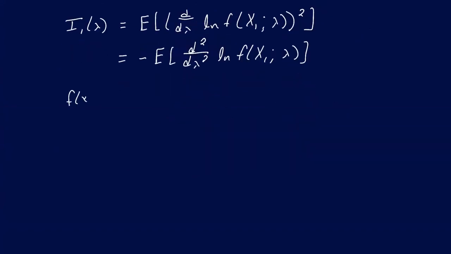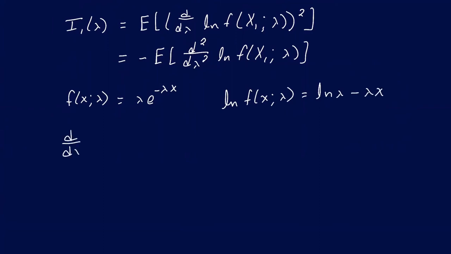The PDF is lambda e to the minus lambda x. The log of the PDF is the log of lambda minus lambda x. And then the derivative with respect to lambda of the log is 1 over lambda minus x. I can already tell that the second derivative is going to be easier or a little less work, not much, but let's do both of these.